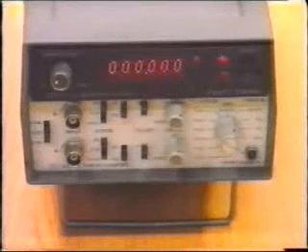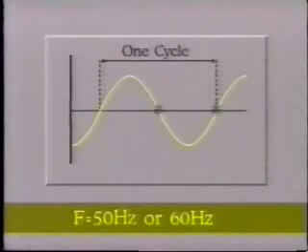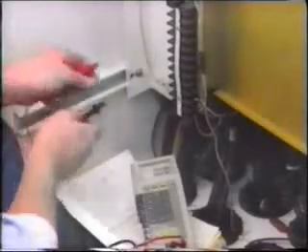Now, continuing our discussion of electrical measurements, let's take a look at frequency measurement. Most frequency counters work by measuring the number of times the waveform crosses the zero line in a specific time. Power system frequency, say 50 or 60 hertz, is fairly straightforward to measure. However, high-frequency communication channels are more difficult.